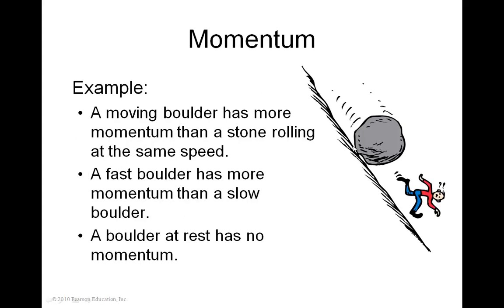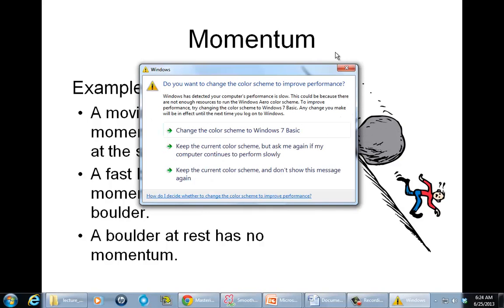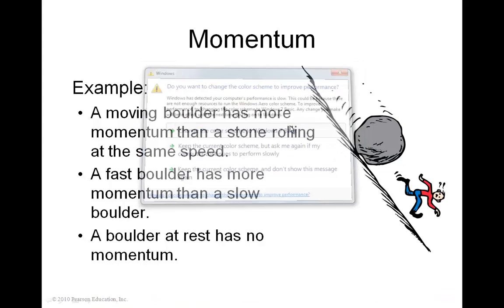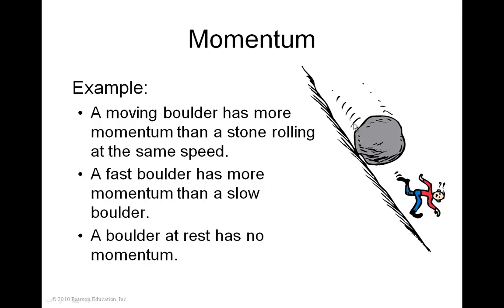Okay, so here we have an example of momentum in action. So we have a boulder that's rolling. It's moving down this mountain. Now, if we had also a stone rolling down the mountain at the same time with the same speed, the stone has less mass.